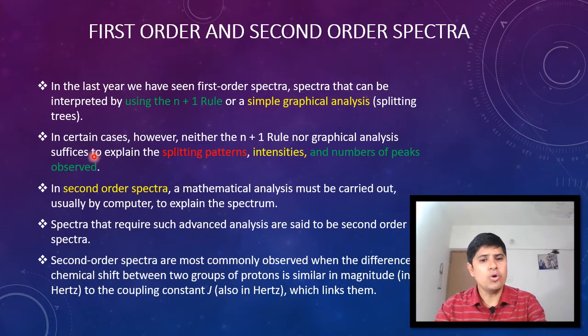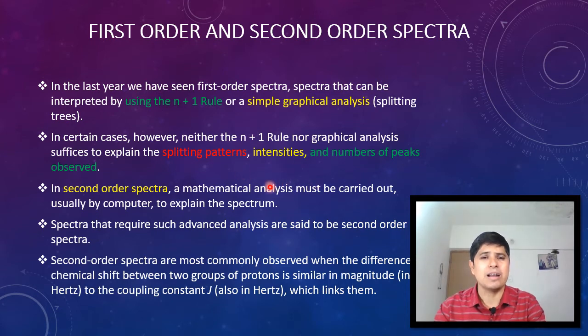In certain cases, however, neither the n plus 1 rule nor graphical analysis suffices to explain the splitting pattern, intensity and number of peaks observed. Both of these are not sufficient to explain the splitting pattern, that means triplet, quartet, quintet, isn't it? The intensities of those signals and also the number of peaks observed, how many peaks are observed in that compound based on the number of protons, will not be explained on the basis of first order spectra or the n plus 1 rule.